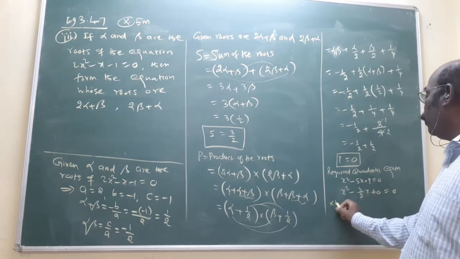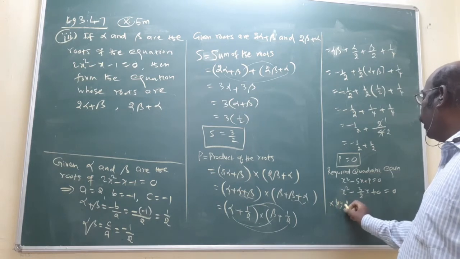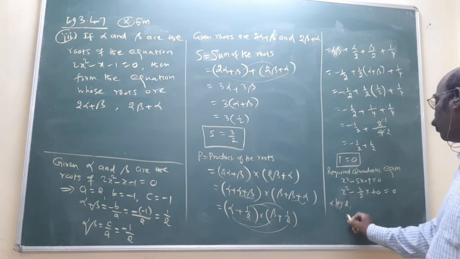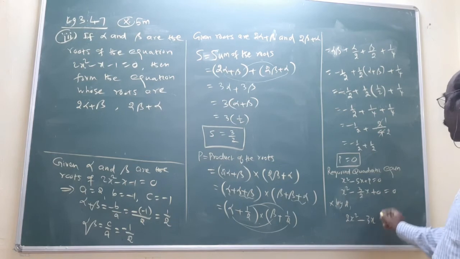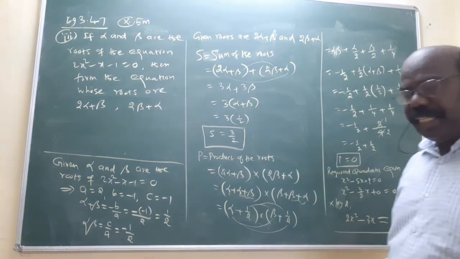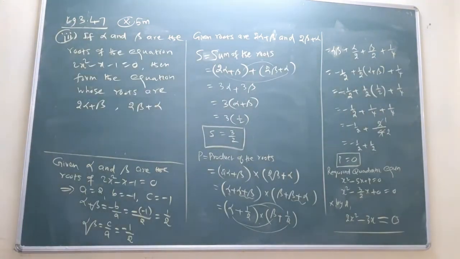Multiply by 2. Because we don't want fraction, to avoid the fraction, the simple way is what? Multiplication. Multiply by 2 means 2x square, multiply by 2 means 2 cancels the denominator, only 3x, equal to 0. That's why this is important, 5%. This exercise, I did all the problems. What is the reason? Very, very important, 5%.